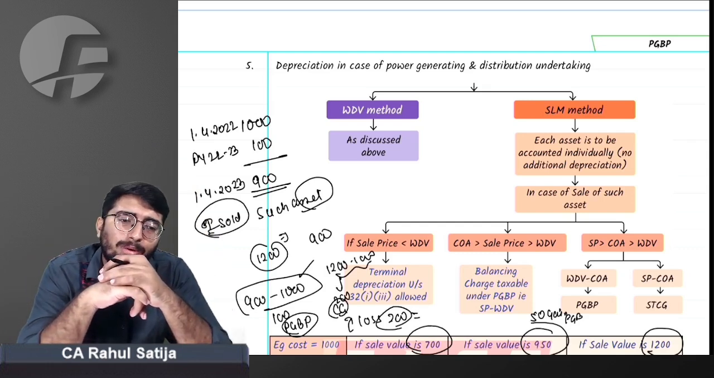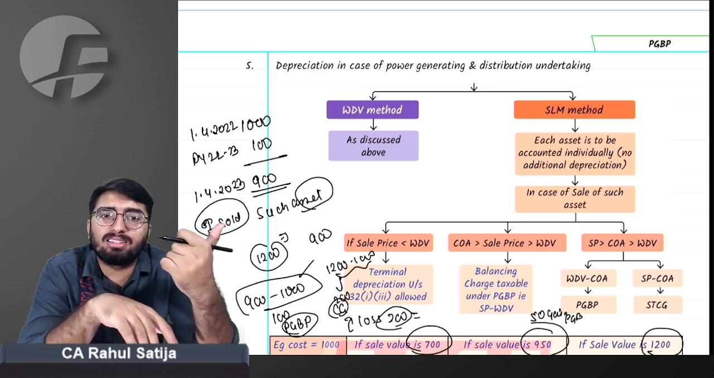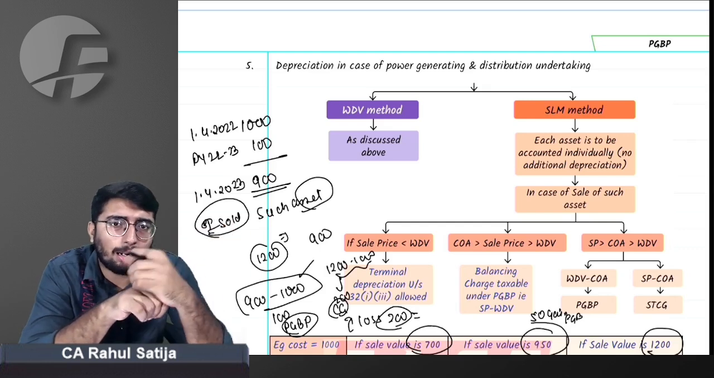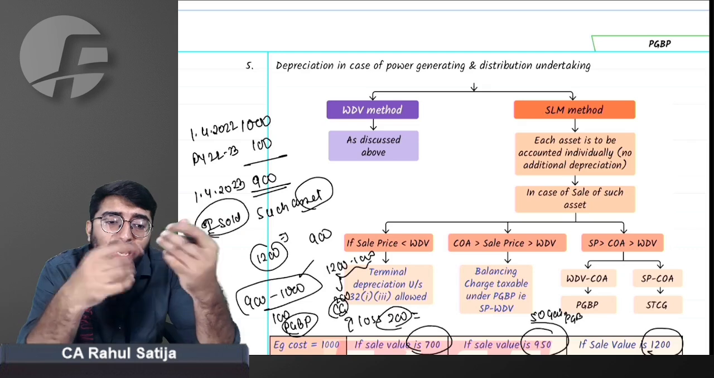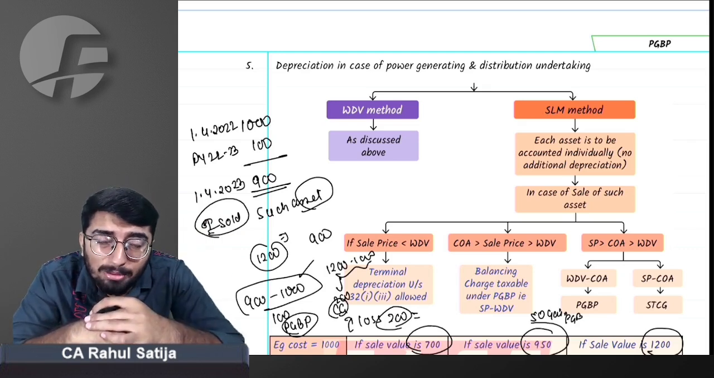Sir, why we are bifurcating this? Listen, there are two reasons for this. First of all, it is a capital asset. Any plant and machinery is a capital asset. Any gain should be chargeable under the head capital gain only. So then why we are using PGBP? Because you have claimed a depreciation under the head PGBP.